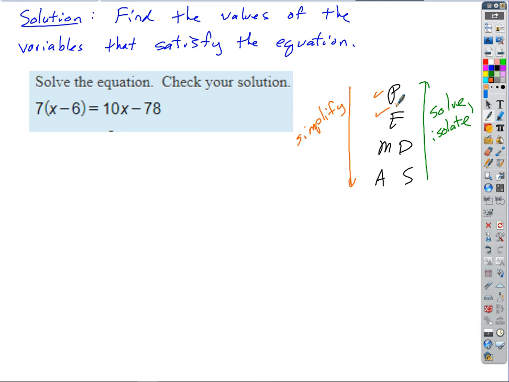We have to distribute the 7 to both parts, and that gives us what? Good. 7x minus 42 equals 10x minus 78. I still have multiple versions of x there, but what can I do now? Oh, good. I can subtract x's from one side to the other side.